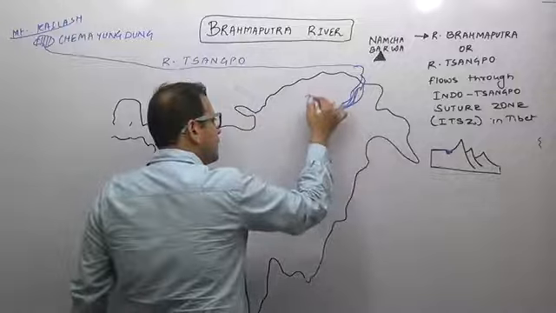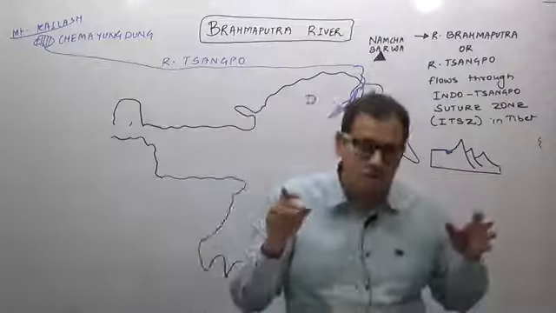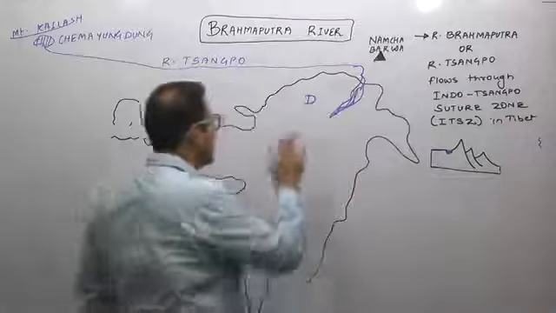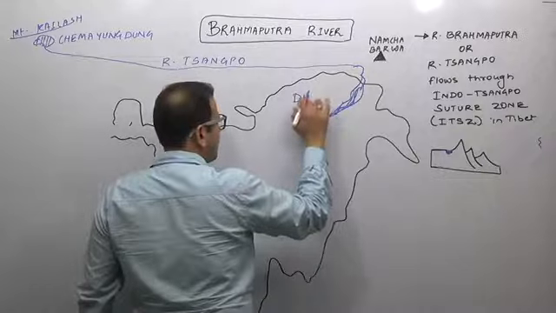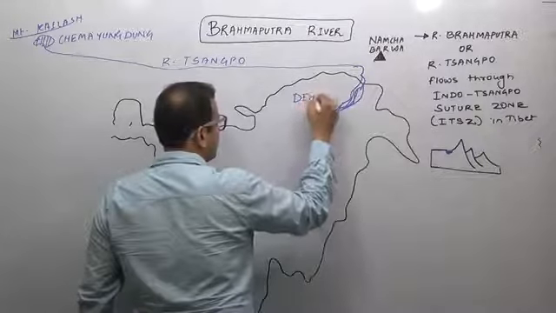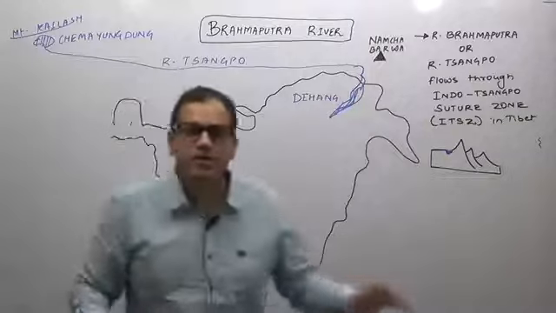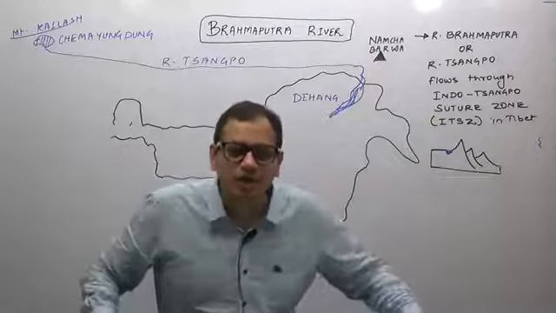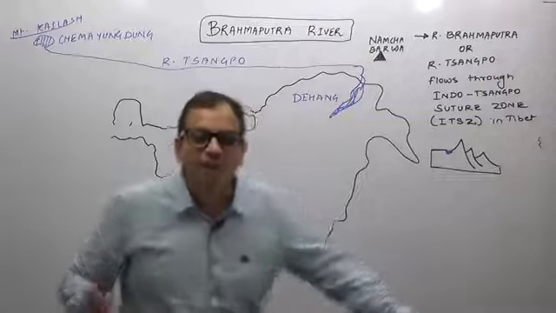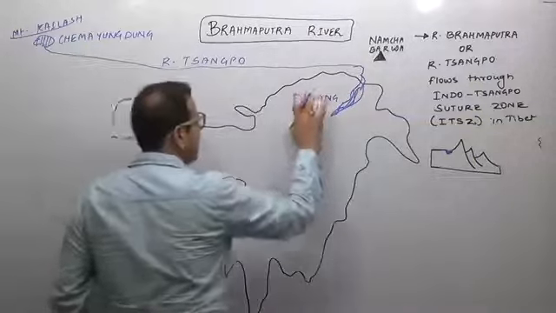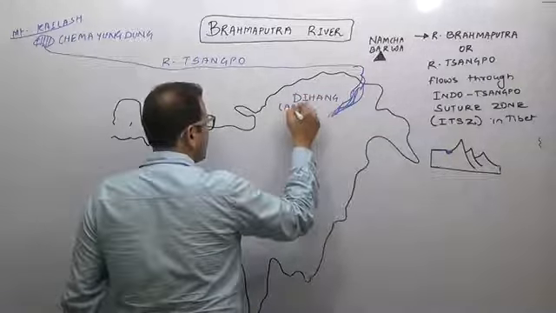There, in this region, the river Brahmaputra is known as the river Dihang. It is known as the river Dihang in this region. So the Brahmaputra's second name is Dihang. The first name was Tsangpo. Dihang in which state? It is known as the Dihang in the state of Arunachal Pradesh.